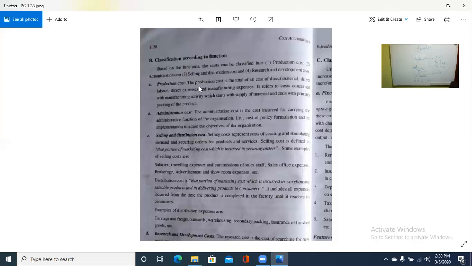Distribution cost means that portion of the marketing cost which is incurred in warehousing the saleable product. വിൽക്കുന്നതിന് വേണ്ടിയിട്ടുള്ള സാധനങ്ങൾ സ്റ്റോർ ചെയ്യണം, വെയർഹൗസ് എക്സ്പെൻസസ്, പറഞ്ഞു മനസ്സിലായോ? So that is, warehousing the saleable product means storage, storing the saleable product and in delivering the product to the consumer. That is why this function means what? From the production till the end it reaches to the consumer.